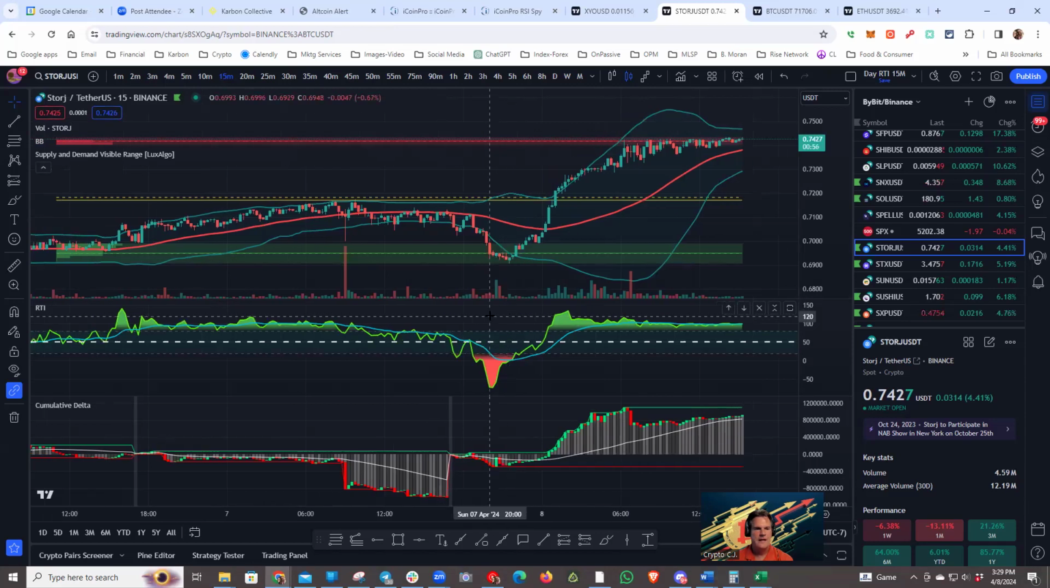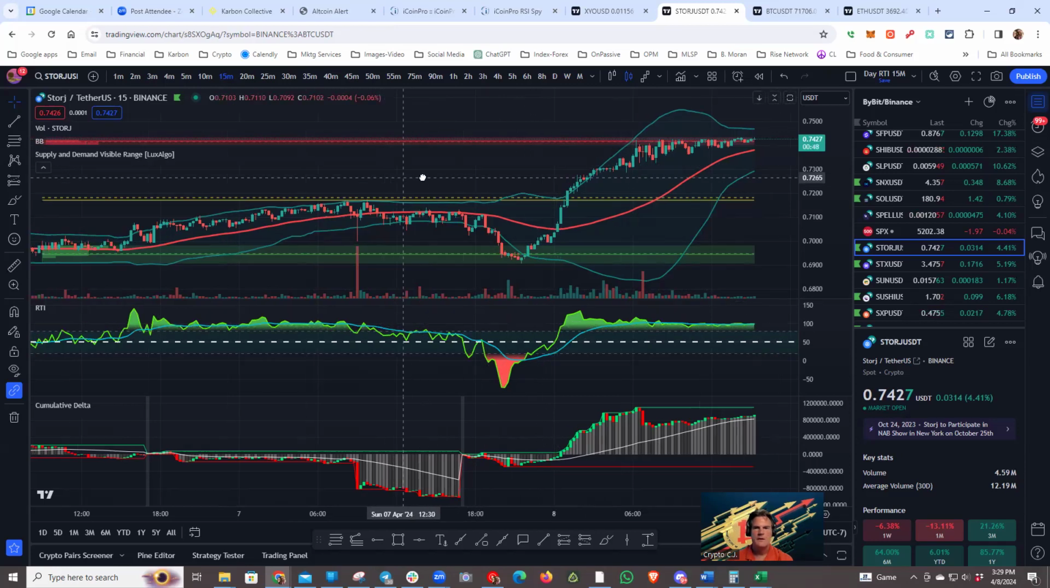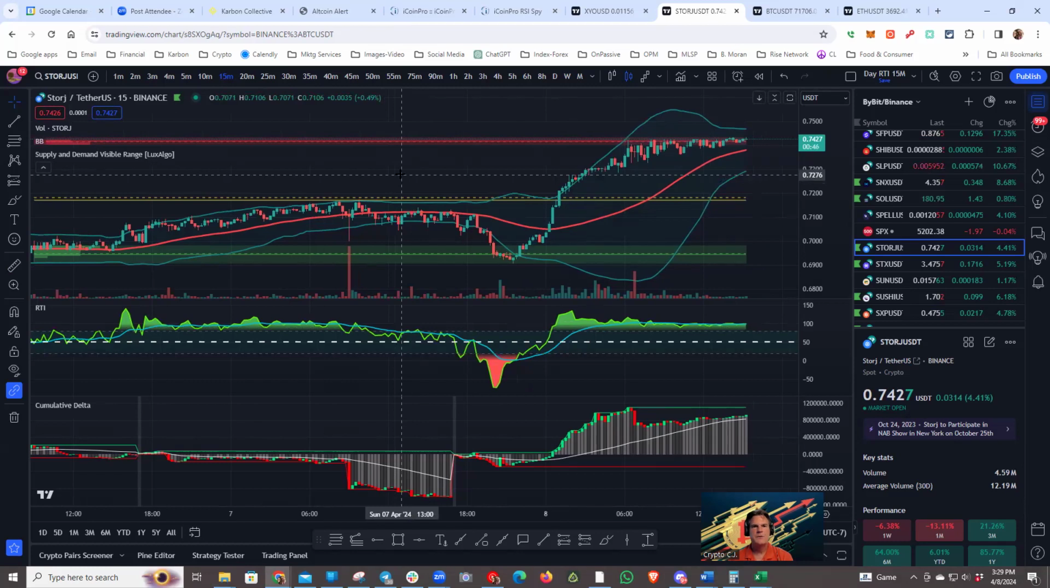So yeah, I like the 20 entry on storage. Even the 50 is pretty good. Even the 80 is pretty good. So any questions on this one? That was an RSI Spy sort.